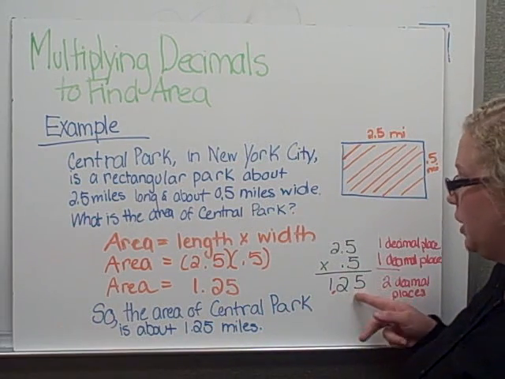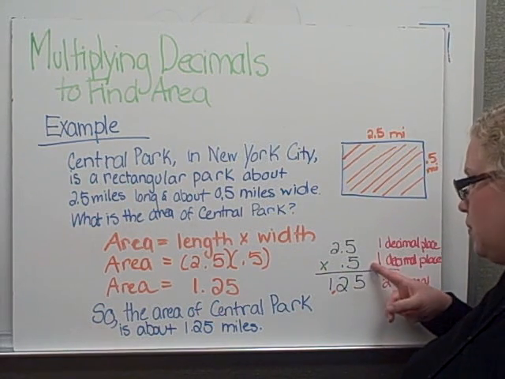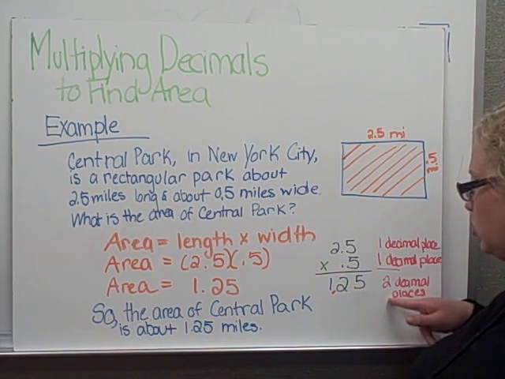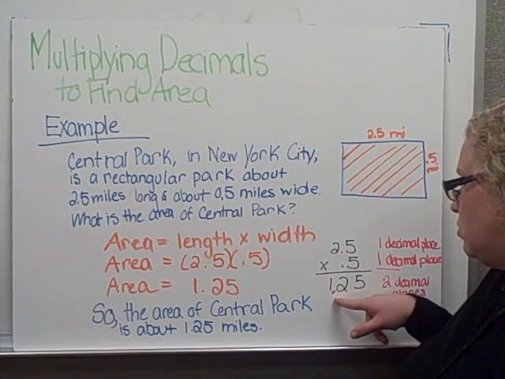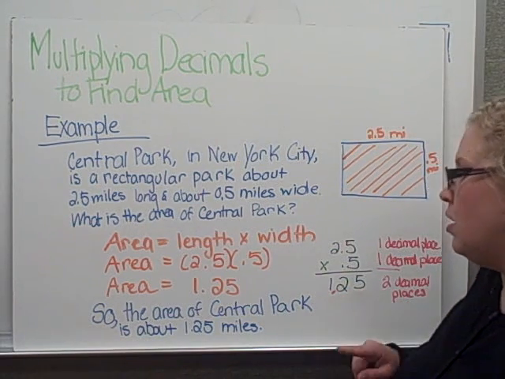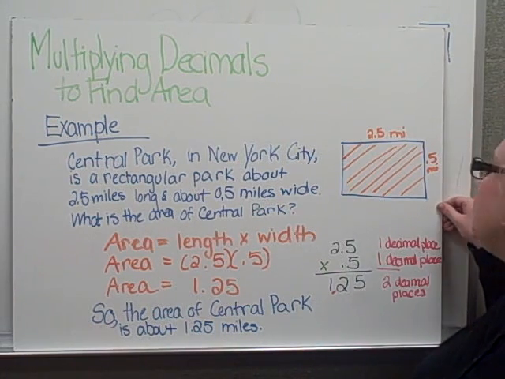I've shown the work over here. We have 1 decimal place in this factor, 1 decimal place in this factor as well. 1 and 1 is 2. Therefore, our product should have 2 decimal places. 1, 2. Stick our decimal point right there. And the area of Central Park is about 1.25 square miles.